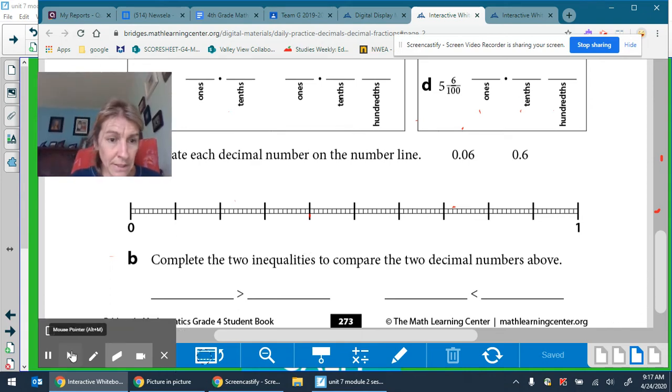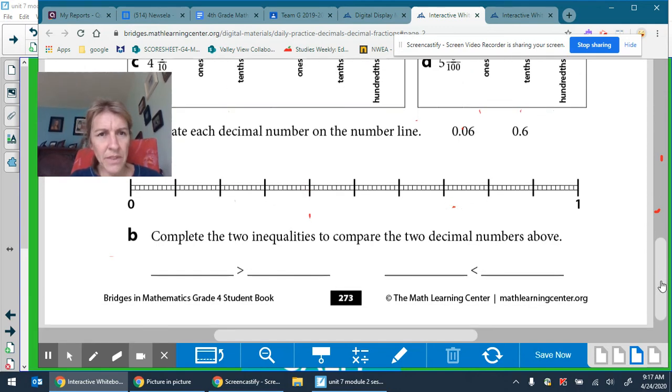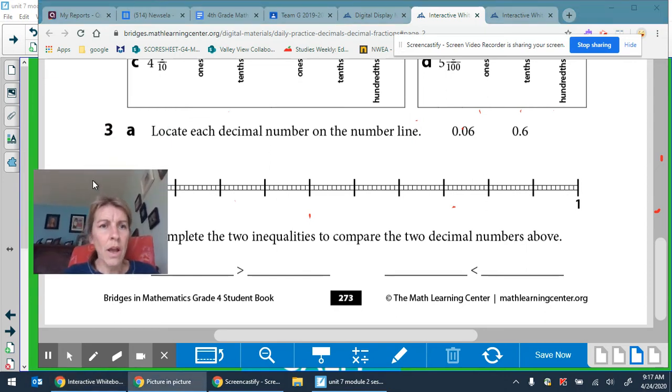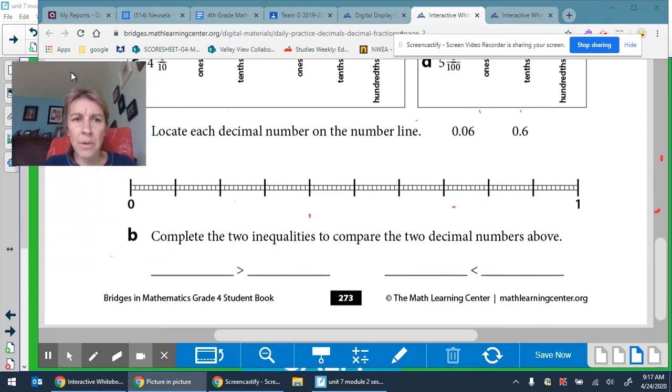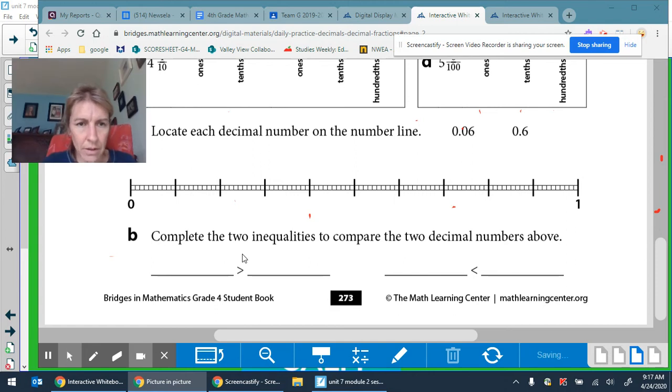All right, so what are you guys thinking? I'm thinking my face is in the way again. Should we move it? I'm going to move this down. I have no idea what this is asking because my face. Oh, locate each decimal on the number line. Okay, let's just kind of get that right there.